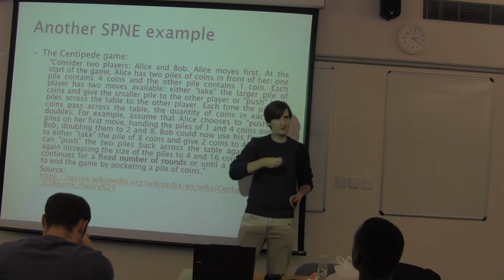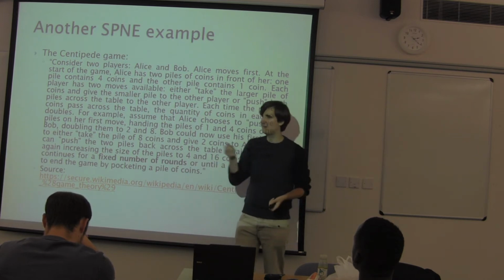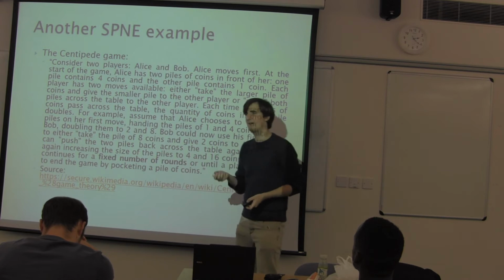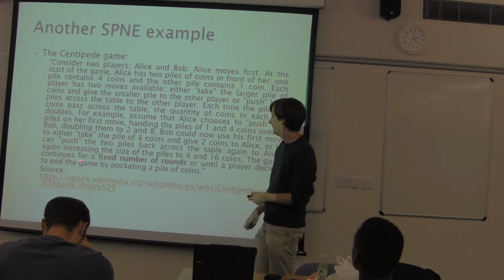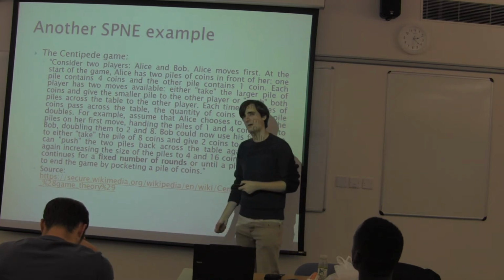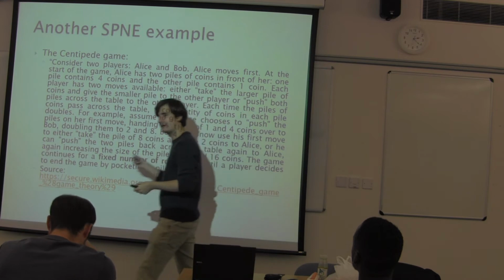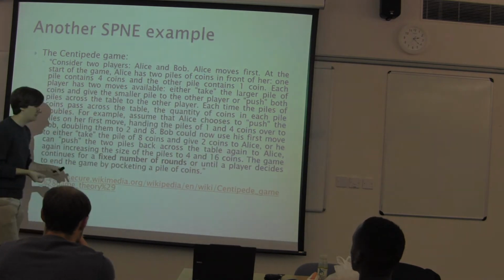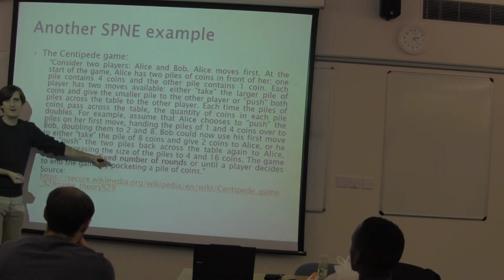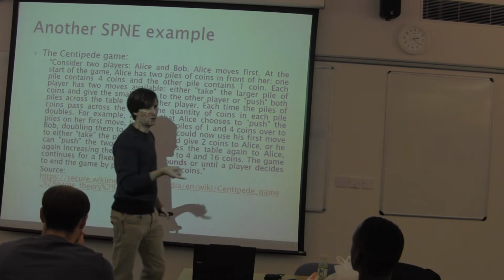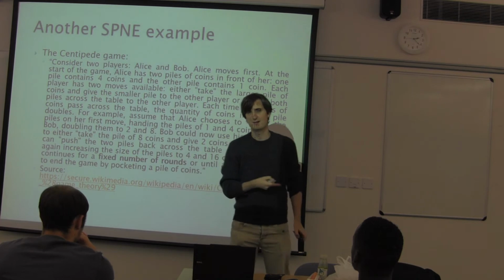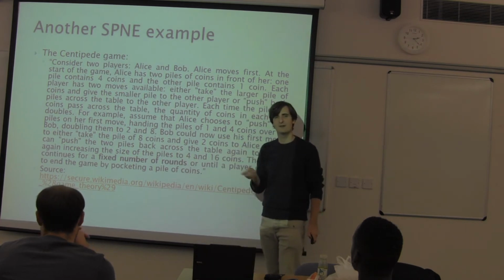They can either take the money, or they can again push it across the table. Each time it pushes across the table, the size of these piles of coins gets bigger and bigger. But there's a fixed number of rounds. The game ends when someone takes the coins, but the game is also guaranteed to end after a fixed number of rounds. Maybe the coins can go across the table 5 times. They double each time they go across.